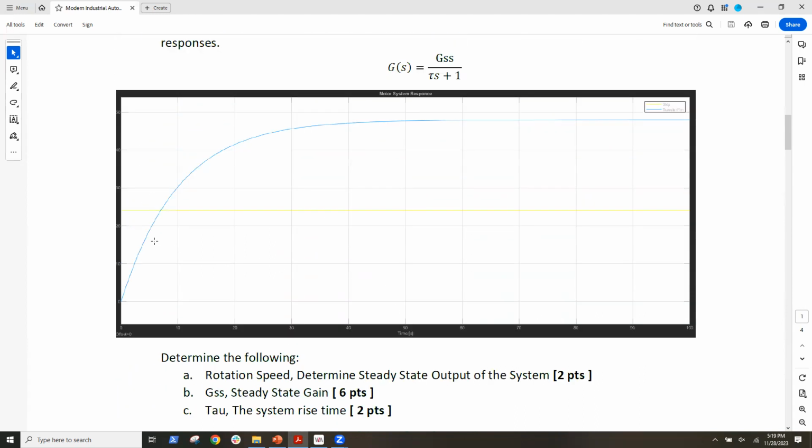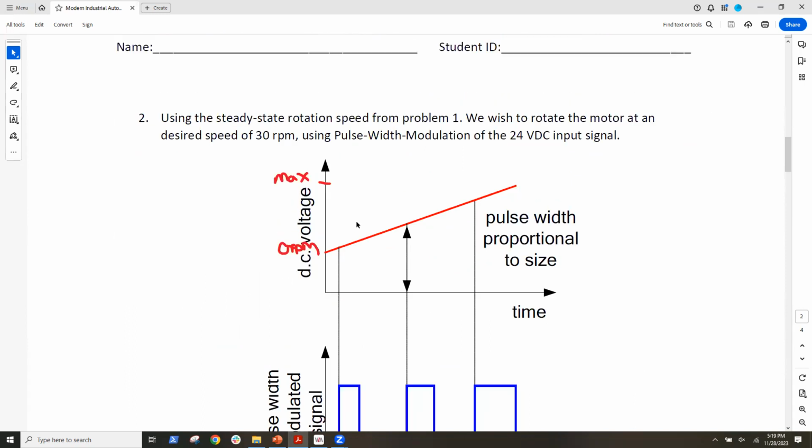So you got the one, okay. So here, I wanted to rotate the motor at 30 RPMs using pulse width modulation of a 24 volt supply. So this is just like one of the conveyor belt labs where we wanted to move the motor at slow, medium, fast. And in this case, I wanted to move it at half the speed. I'm assuming it's open loop, and assuming I'm getting rid of friction or whatever. And so I want to go from 60 RPMs to 30 RPMs.